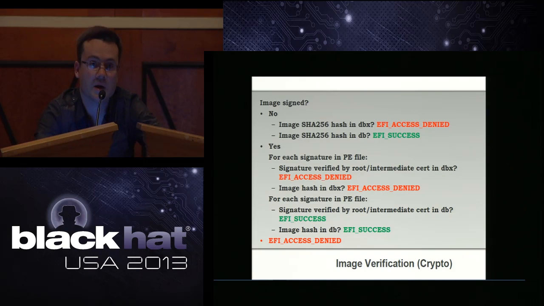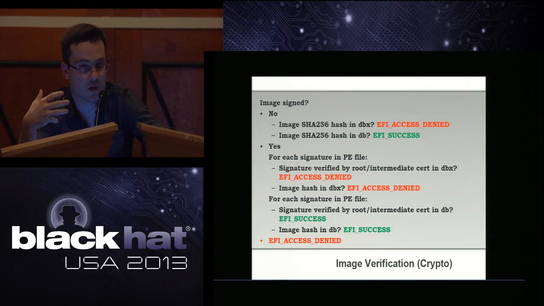Essentially, hashes or signatures are verified by secure boot. If the image is not signed, then the flow checks for a SHA-256 hash. If it's found in the prohibited database, then the image is not allowed to execute. Otherwise, if it's found in the allowed database, then the image is allowed to execute. If the image is signed, then the code goes through all the signatures, because a PE image can have multiple signatures. If it finds any signature verified by a root or intermediate certificate in the prohibited database, or if the hash is in the DBX, then it blocks the image.